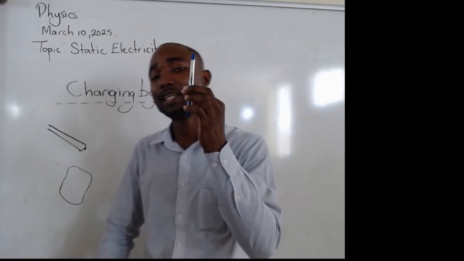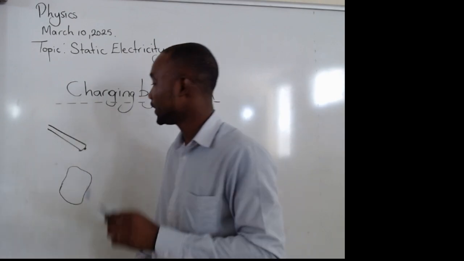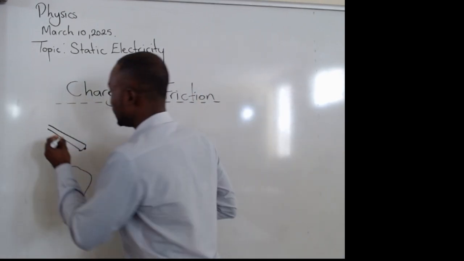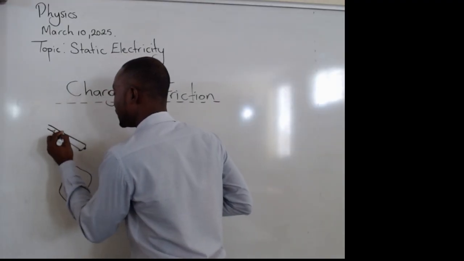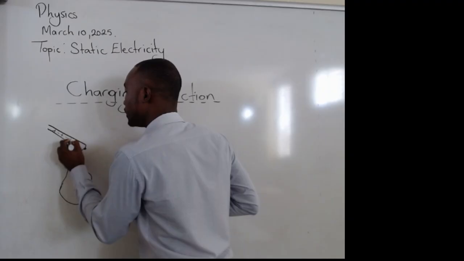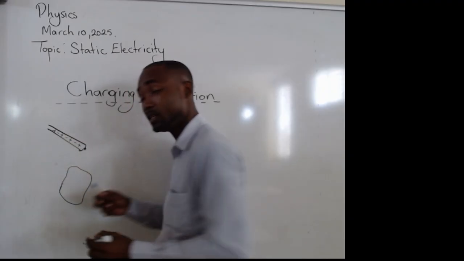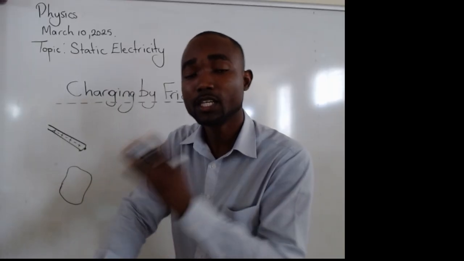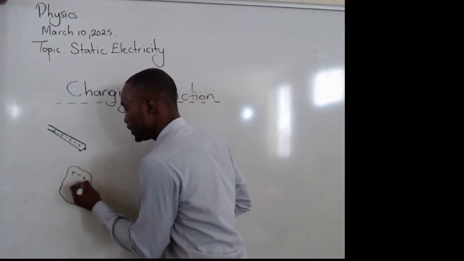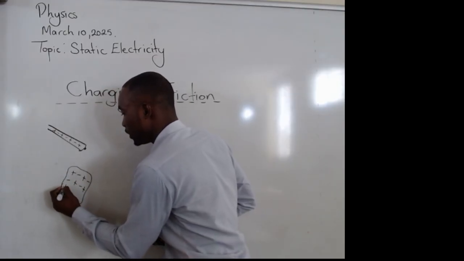Now, in the case of this pen and this shirt that I'm wearing, if I should rub this pen on my shirt, let's see what will happen. So before, the pen is neutral, so it has equal amounts of electrons, equal amounts of protons, and also my shirt is neutral. So equal amounts of protons, equal amounts of electrons. So they cancel each other out.